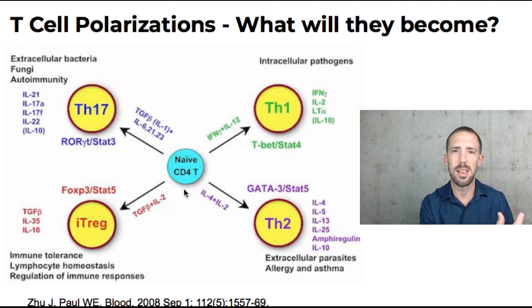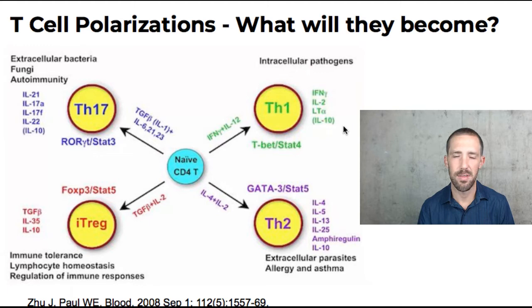And you kind of get the point here. So the first thing that they can become is Th1. And Th1, as you see up here, fights intracellular pathogens. So that's your EBV, that's your CMV, that's your Lyme, that's everything that we just talked about. The intracellular infections are fought with the Th1 side of things.